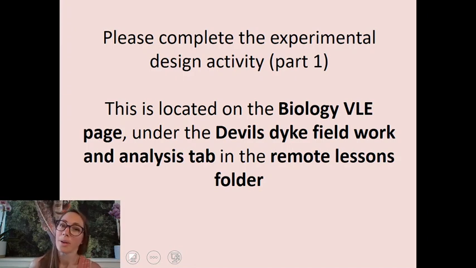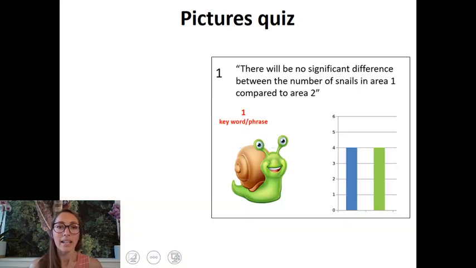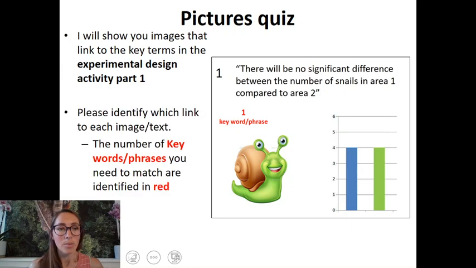Okay, so we're going to review the first part of this activity by doing a few quiz questions on this. So you'll need a pen and paper or whiteboard, whatever you're using at home. How this next part is going to work is that I'm going to show you a few images, like this one here, and I'd like you to identify the key term that links to each of those images. I've actually said on each one how many key terms link in.